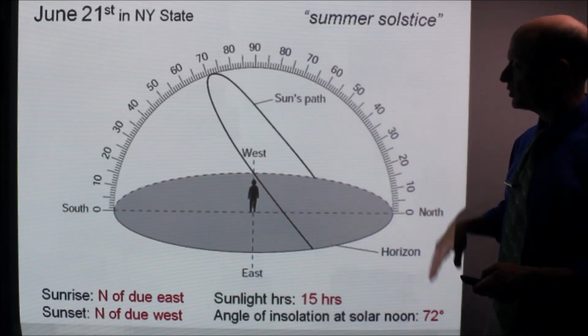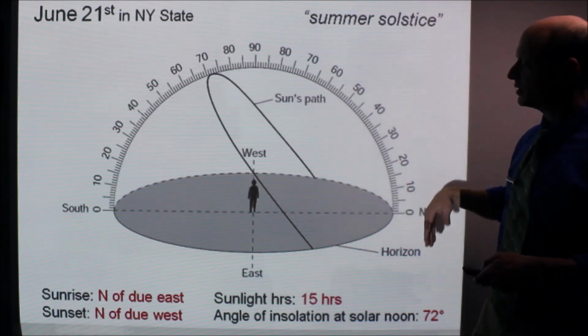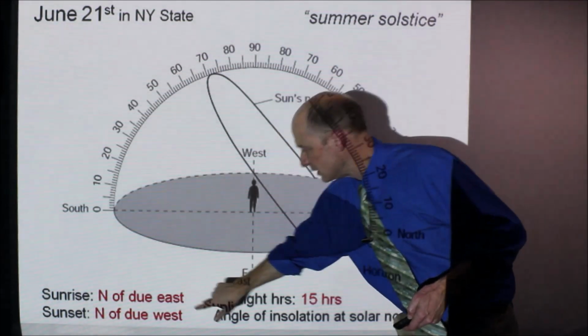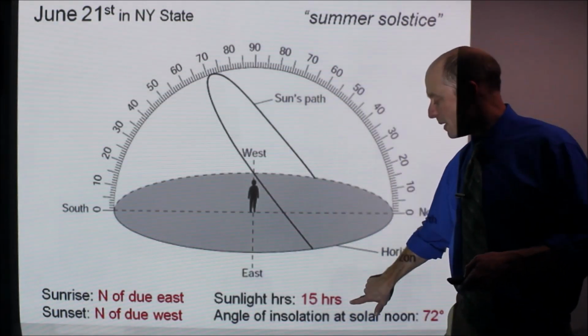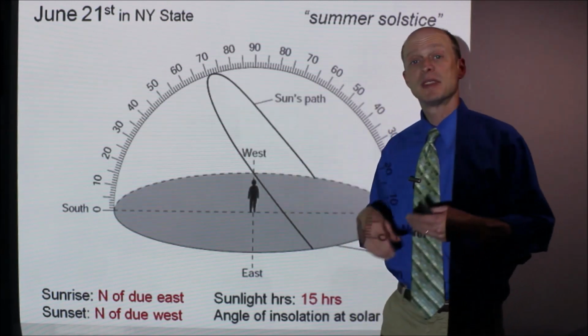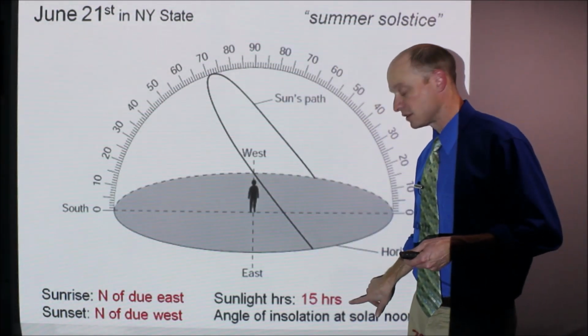On June 21st, this is the path on June 21st. It's called the summer solstice. It's the first day of summer. It rises here, north of due east. The sun sets over here, north of due west. We have about 15 hours of sunlight, again, because this is a much longer path, and the sun travels 15 degrees of arc every hour, so we get about 15 hours of sunlight.